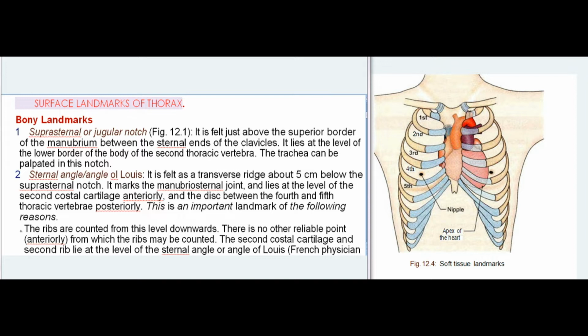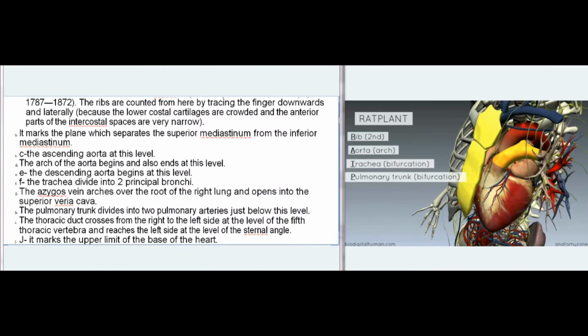B. The second costal cartilage and second rib lie at the level of the sternal angle or angle of Lewis, French physician, 1787-1872. The ribs are counted from here by tracing the finger downwards and laterally, because the lower costal cartilages are crowded and the anterior parts of the intercostal spaces are very narrow.